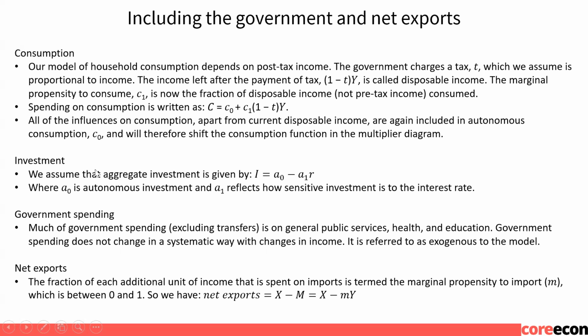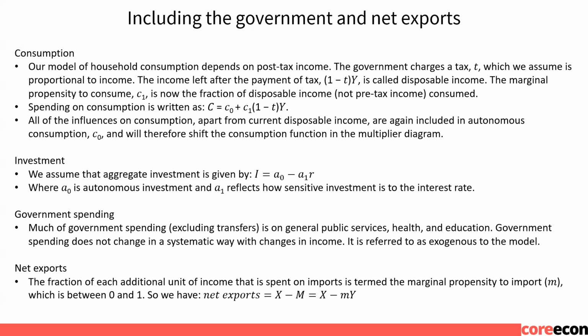Investments, now we are expanding a bit. It was completely autonomous. Now we are saying there's an autonomous investment again, but there's a part that depends on the interest rate. So as interest rates go up, investments go down. Why? We are assuming A1 to be a positive constant, and the minus sign here says higher interest rates reduce investments.